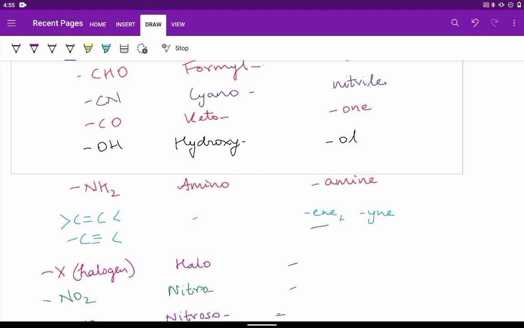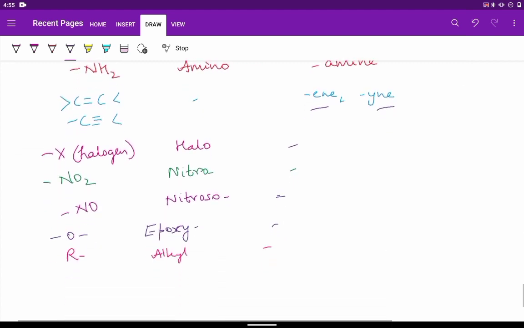For double bonds and triple bonds, we use them as suffix only, so ene for a double bond, yne for a triple bond. The next examples which I am telling will all be in the prefix name only. Any halogen, halo; NO2, nitro; NO, nitroso; -O-, epoxy, meaning it will be bonded on both sides; R, alkyl, from the alkane, alkyl is derived, like ethyl, propyl. So these names from halo up to alkyl are all prefix names. All these will be more clear when we deal with some examples in my coming videos.